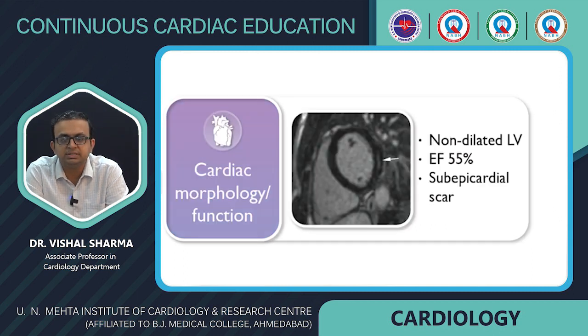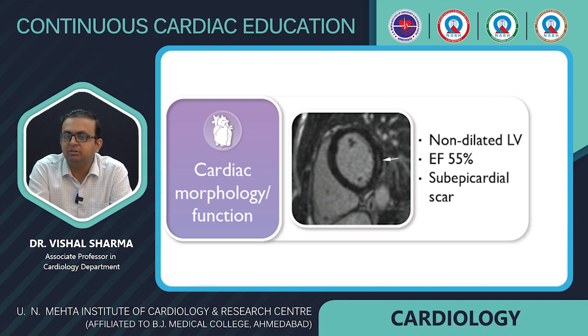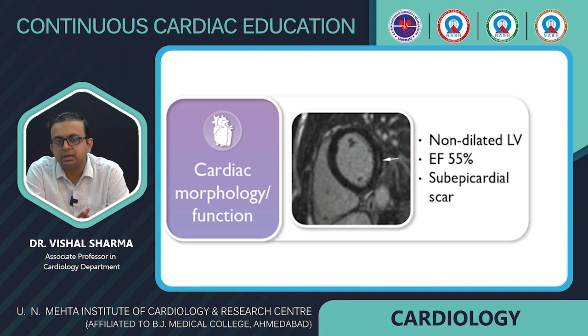Then we went to the standard examination, that is our 2D echocardiography. On 2D echocardiography, what we found was the LV was neither thick nor dilated. Similarly, the RV was also neither thick nor dilated. The systolic function and the diastolic function of both LV and RV appeared normal. So basically, it was a normal echo. On echo, the structure and the function of both the ventricles appeared to be normal.